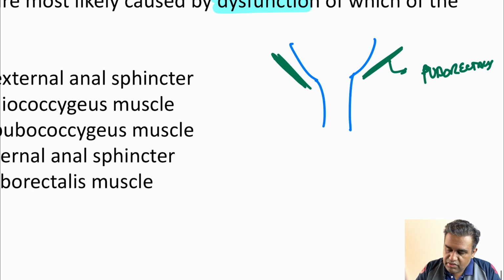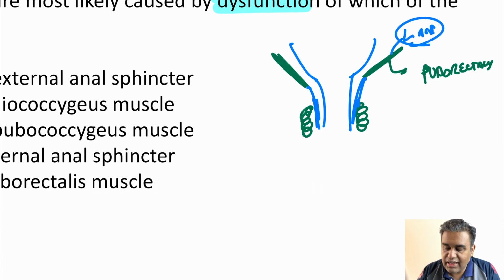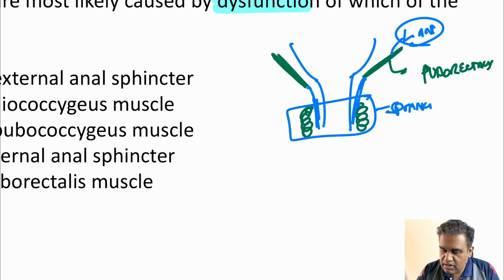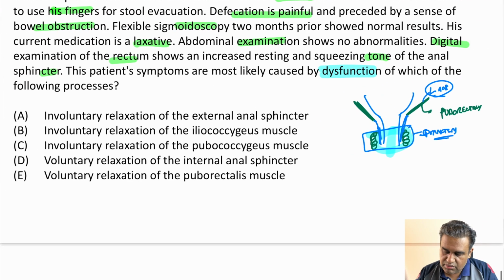So here we have the other muscles like the external anal sphincter. Now this muscle also continues down over here as the anal sphincters, right? So this puborectalis or the levator ani group continues down as the anal sphincters. Now they are saying that they have found an increased tone during a DRE. Suppose they place a finger over here, they found an increased tone around this area, right? Now they are saying dysfunction. The symptoms are due to dysfunction of which of the following processes?